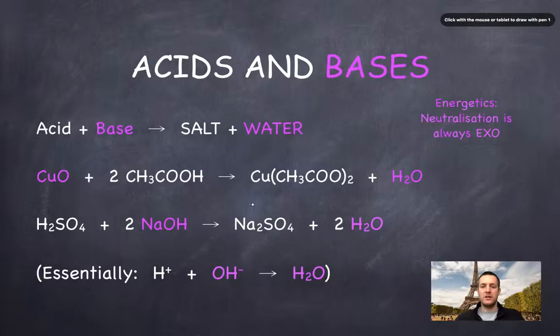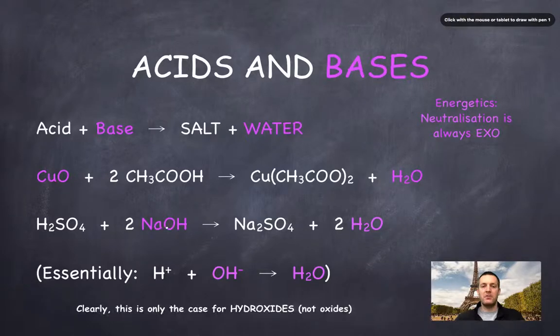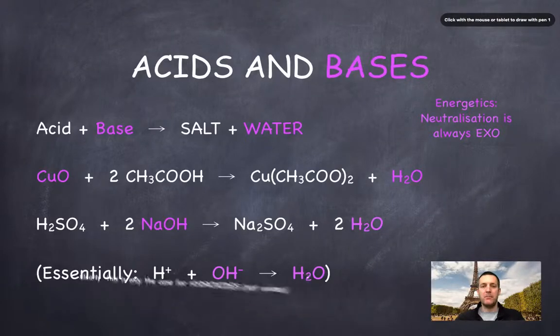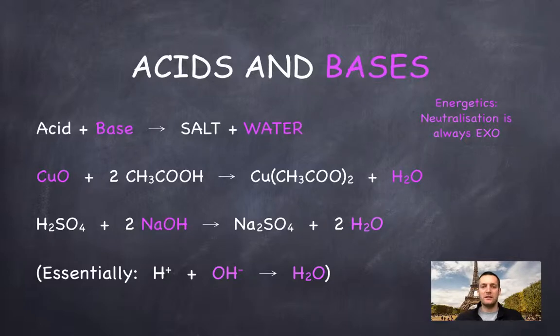Essentially, in this second equation, what we can see happening is that H plus ions are reacting with OH minus ions and producing water. Here you can hopefully see that we're making bonds. And every time you make bonds, it's an exothermic change. What you might also be able to see is that if this is the reaction that's basically taking place every time an acid and a hydroxide react, then we should expect the enthalpy change to be about the same for all neutralization reactions, and indeed that is the case.